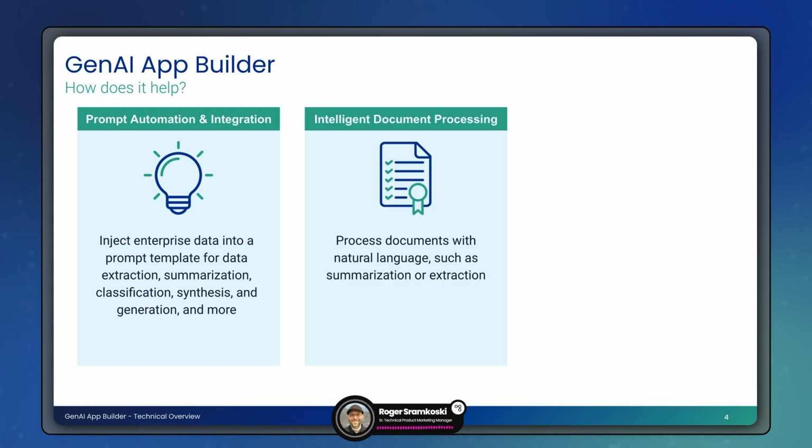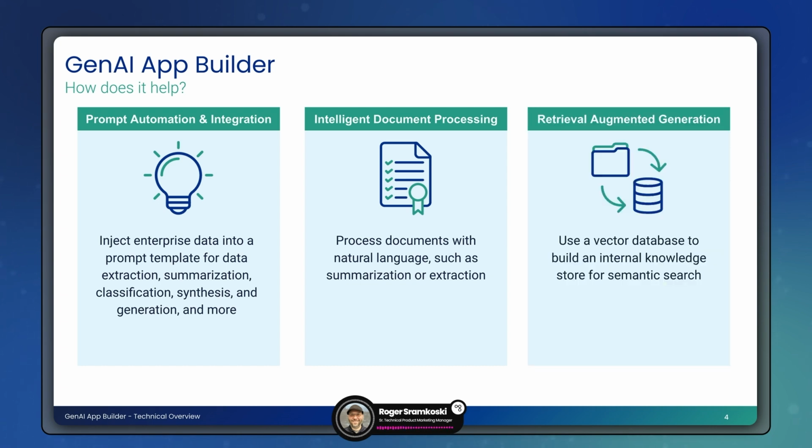The second category is intelligent document processing, which, as its name sort of hints at, is a little bit different in that its data is sourced almost completely from files. It also typically focuses on summarization or extraction, and we will cover this in a moment. The final category is retrieval augmented generation, which is a very common use case in the enterprise GenAI market right now. This method focuses on use of a vector database to build a knowledge store for semantic or similarity searching.